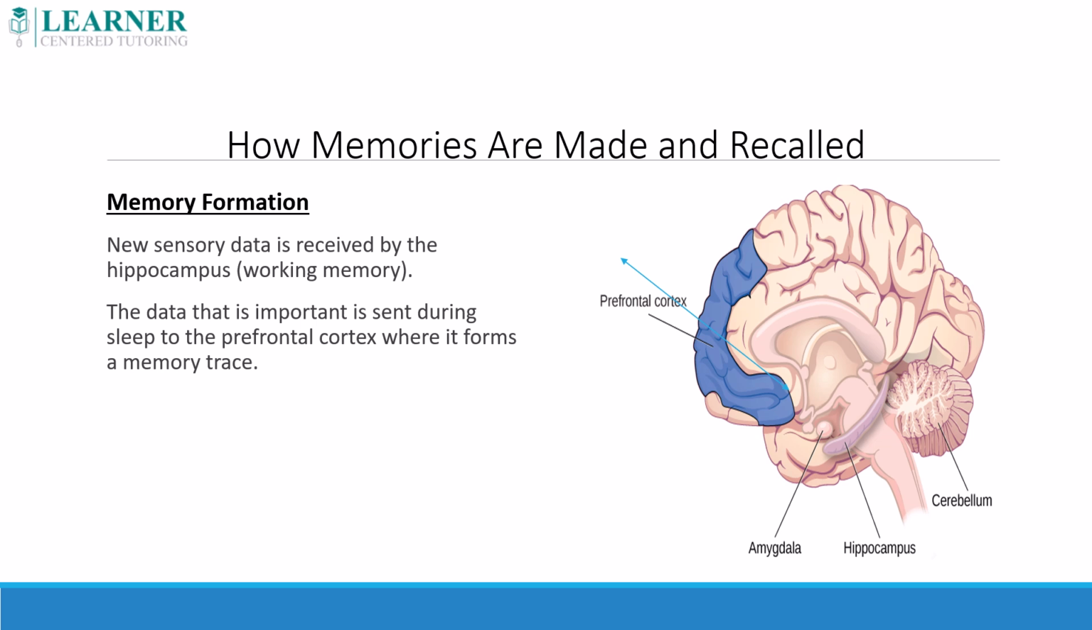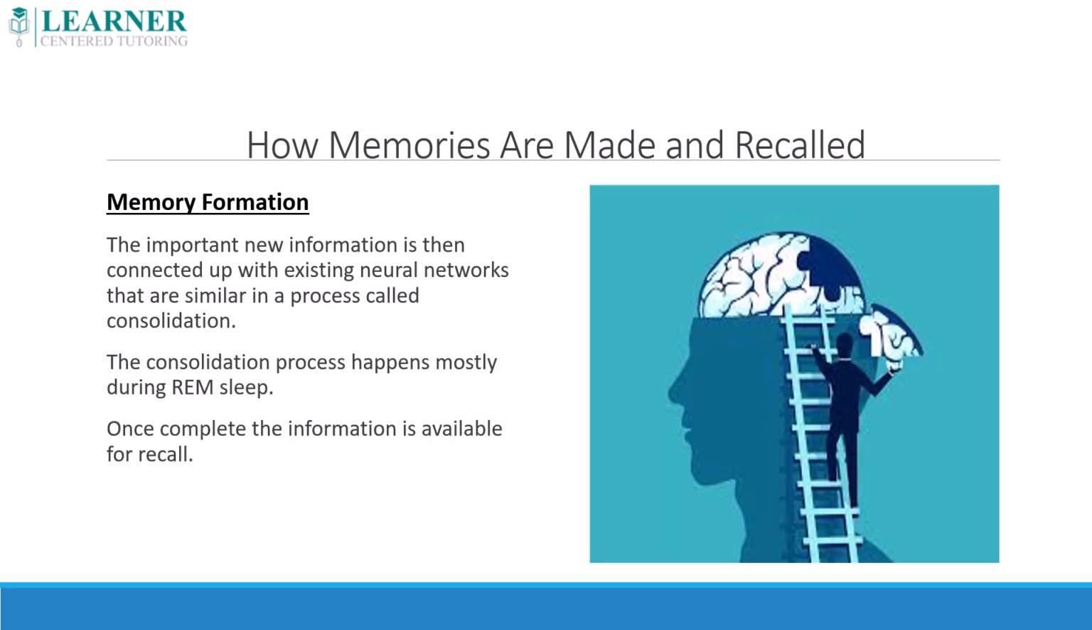During sleep, the information that is deemed important through practice and use is transferred from the hippocampus to the prefrontal cortex for long-term memory storage. This is called a memory trace. Within the prefrontal cortex, the important new information is integrated into existing neural networks formed from similar information in a process called consolidation. The consolidation process happens most during rapid eye movement or REM sleep, the portion of the sleep cycle where the body is inactive and the brain is active.